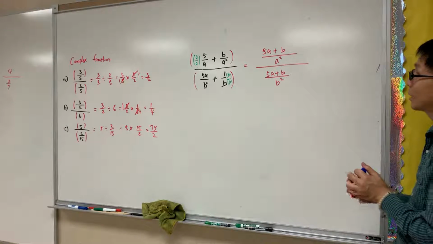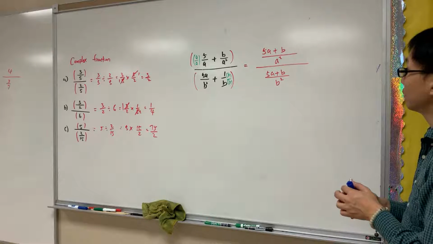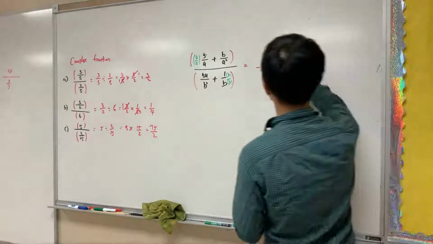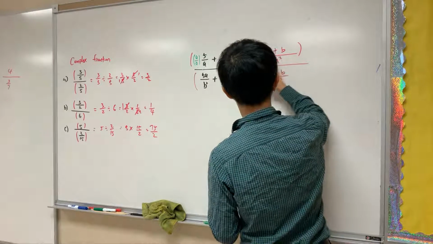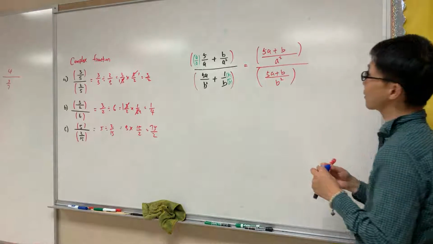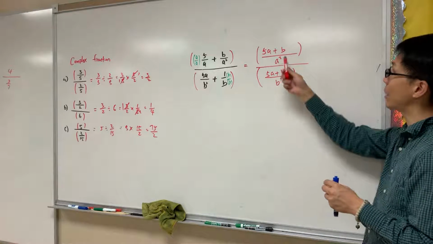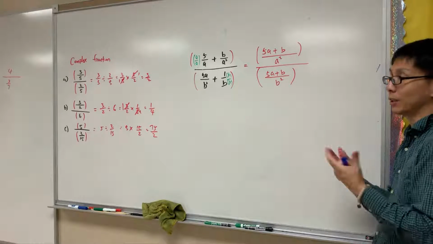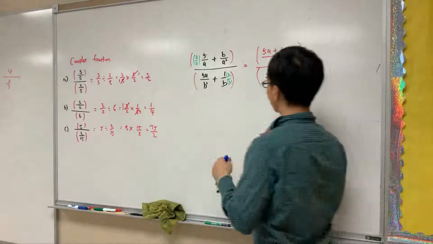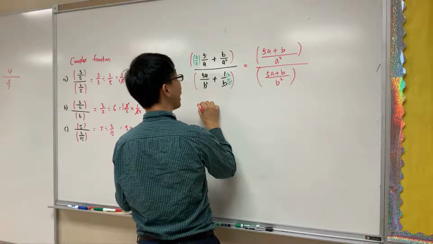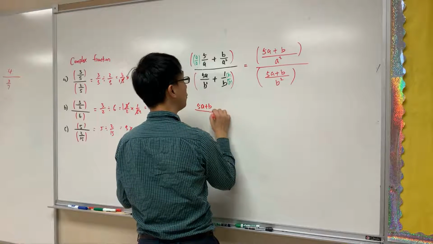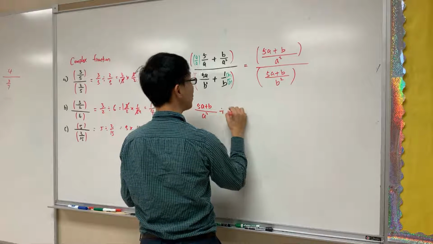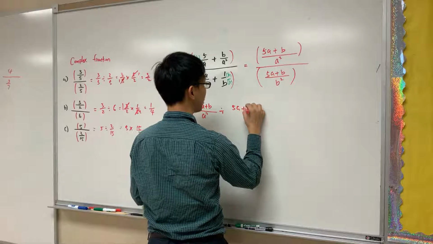That's good, because you're going to see a lot of things happen. Now, do we see the numerator and denominator? Yes, we see this, right? So that just means now I can divide, because we already simplified the numerator and we simplified the denominator. We can say, okay, that's equal to 5a plus b over a squared divided by 5a plus b over b squared.